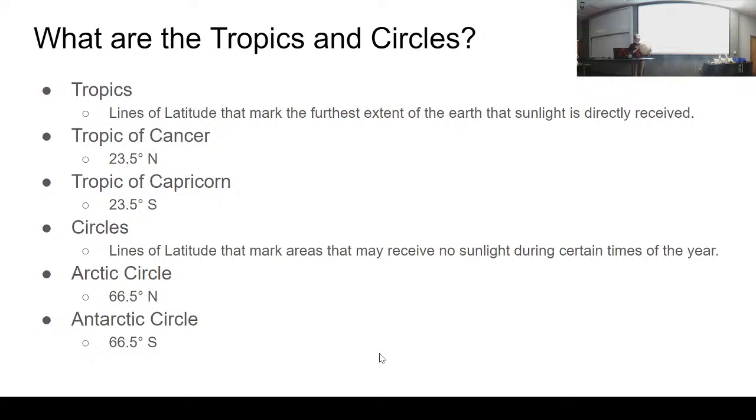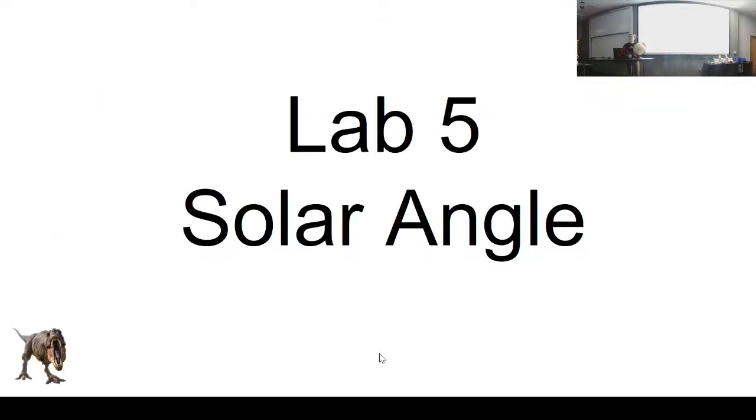So then we're going to have our circles. So up in the north, we're going to have our Arctic Circle, which means the Antarctic one is probably going to be down here in the south with Antarctica. Okay? Those are at 66.5 degrees north and 66.5 degrees south. So those are circles. So now we're going to talk about solar angle. Oh, unless there's any questions. Okay? Let's talk about solar angle.